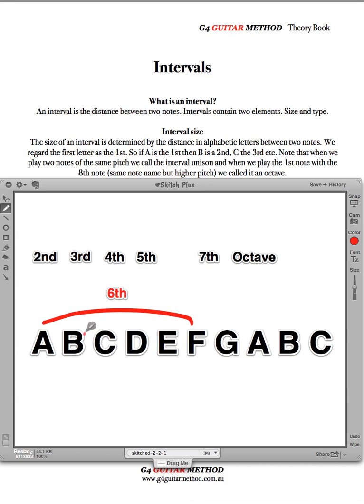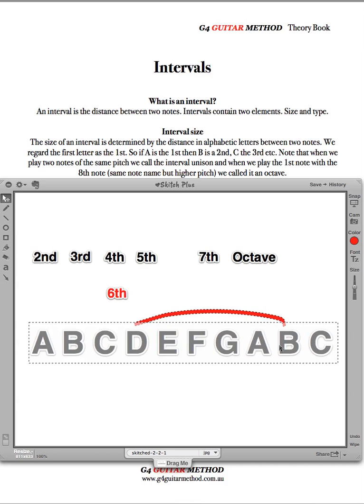Where confusion can happen is when you count the B as the first note, but always start with the note you're on. That's always number 1. 1, 2, 3, 4, 5, 6. Again, using the same idea, you can work out a 6th from any of those notes. If you want to know what a 6th of D is, it's a B.